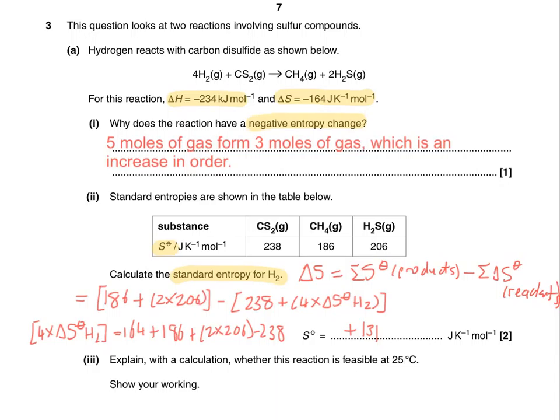So inserting all of those values in here. The one of interest is this one here. So I had to rearrange the expression and it gave me plus 131. The really important one to remember at this point is that entropy is expressed as joules, not kilojoules.